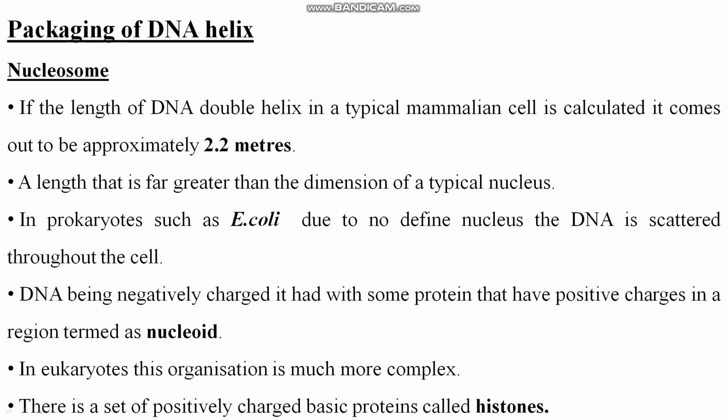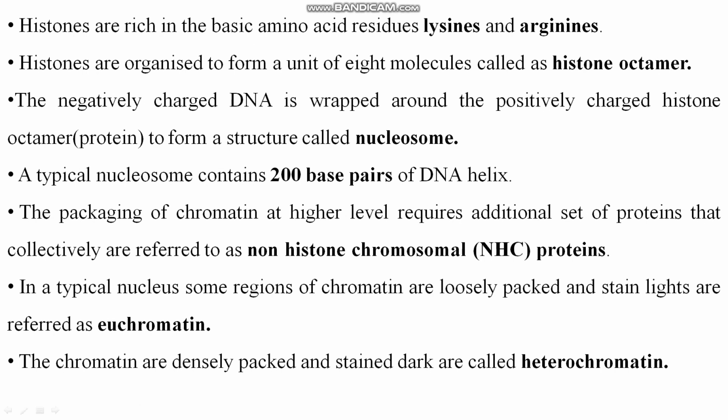There is a set of positively charged basic proteins called histones, right? There is a set of positively charged basic proteins present in eukaryotes that is called histone. So what are histones? Histones are rich in the basic amino acid residues like lysines and arginines. What are lysine and arginine? These are types of amino acids. Hope you people remember it.